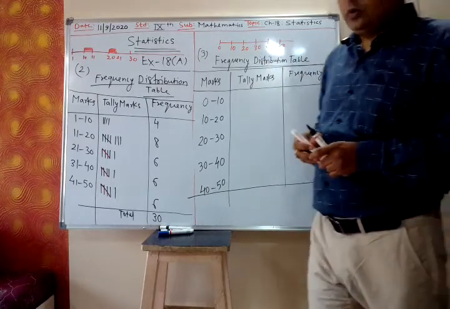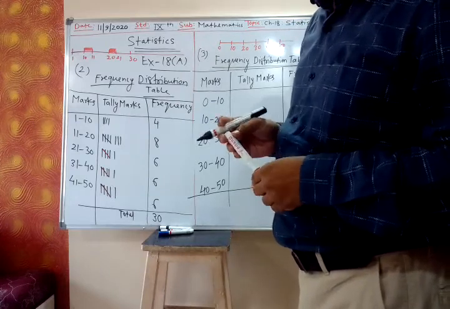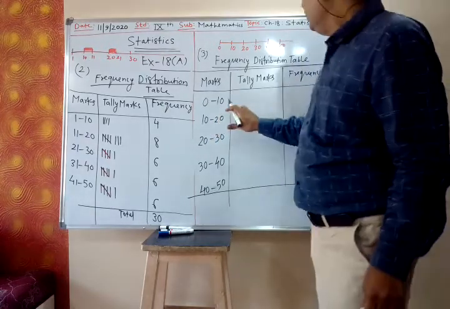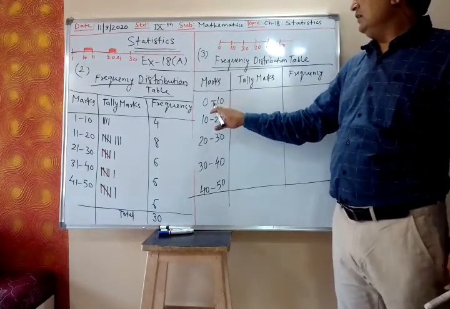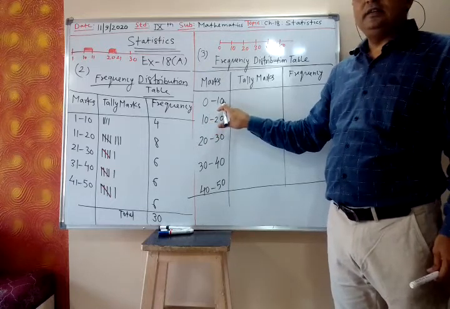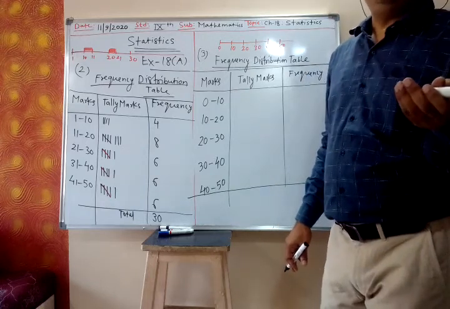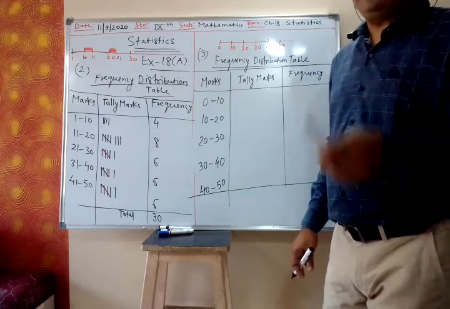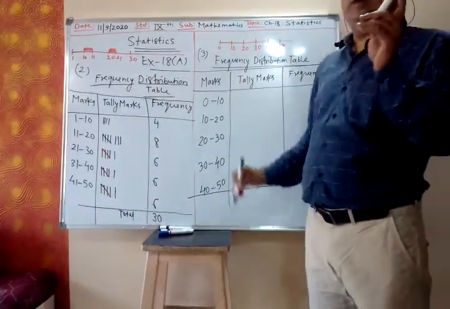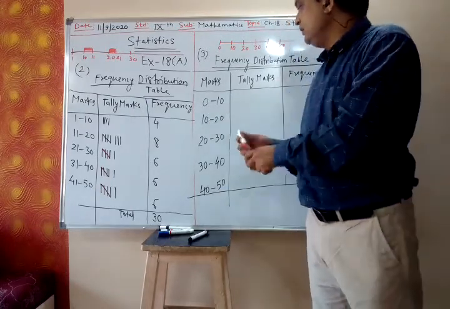So whenever there is no gap between the intervals, is it clear? Suppose the marks are 10, then in which interval will you take 10? Yes, we take 10 in that interval where 10 is the lower limit.